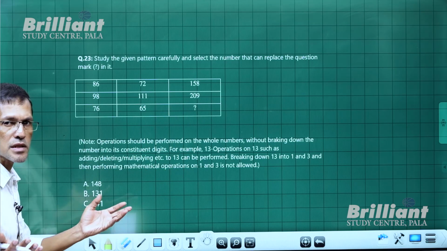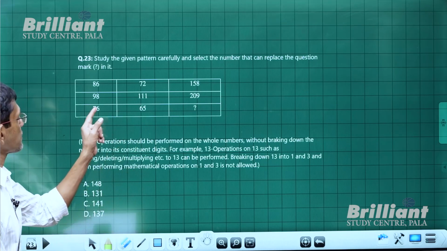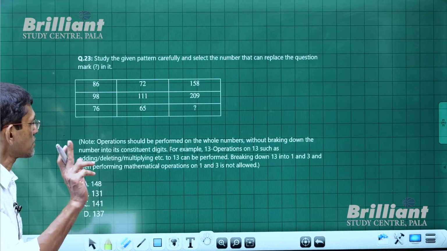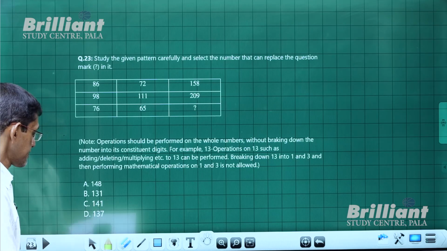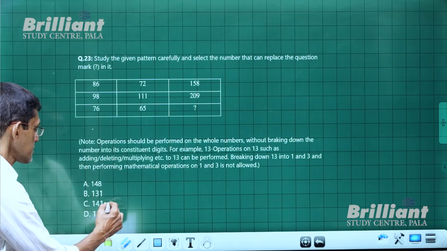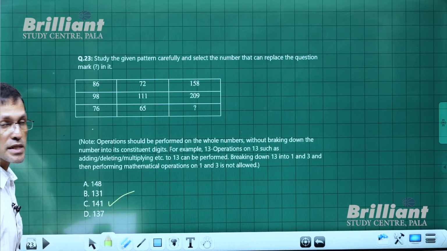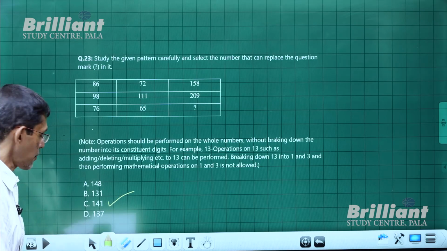So that means a simple pattern. Let's try 76 and 65. That's 140, and then we have one more, so 141 is the answer. So, answer choice C, 141. So we are done with that. So it's question number 23. We have 2 more questions to go.